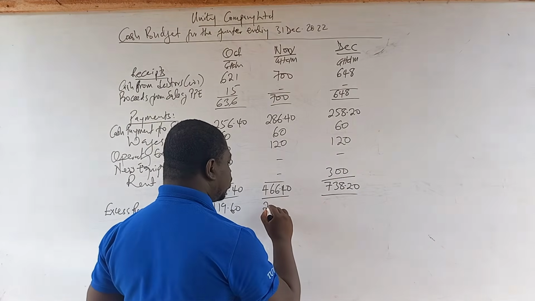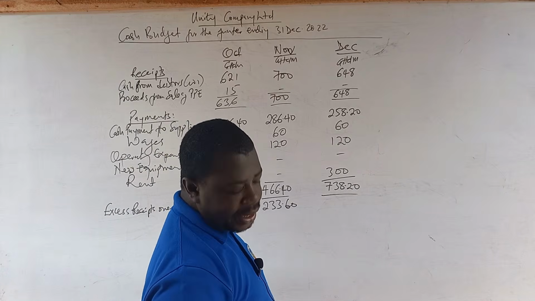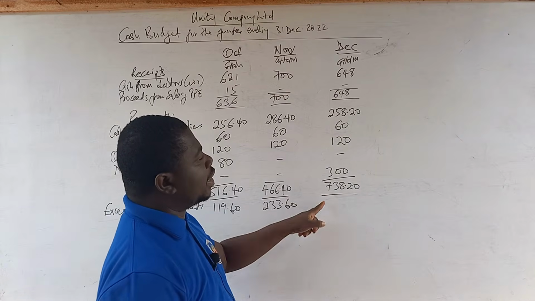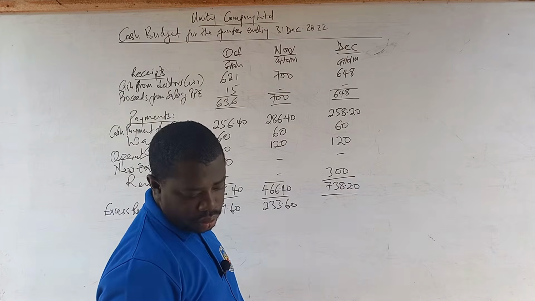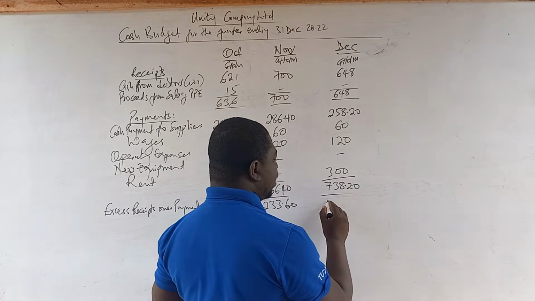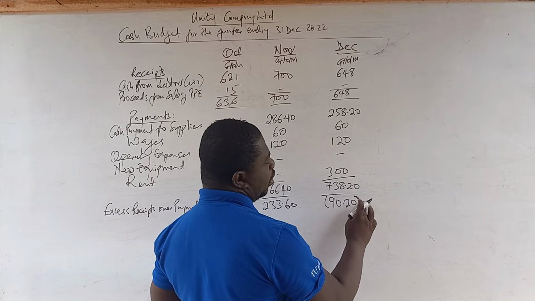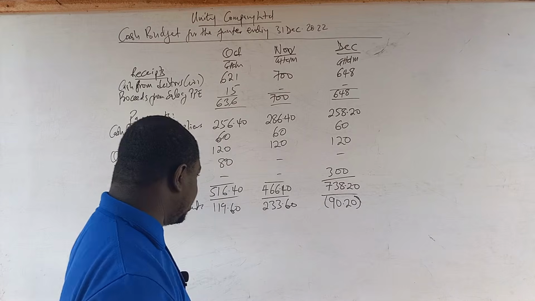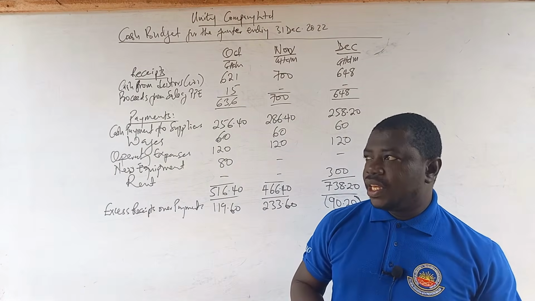That is the difference. Then 700 minus 466.40 is also going to give us 233.60. And then the final month, it looks like the payment is more than the receipt. And so the difference is going to be a negative. So the difference is 90.2 in brackets because it's a negative balance. So now that we have our excess receipts over payment, we now close the account.